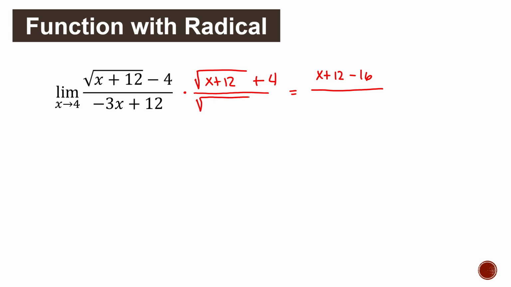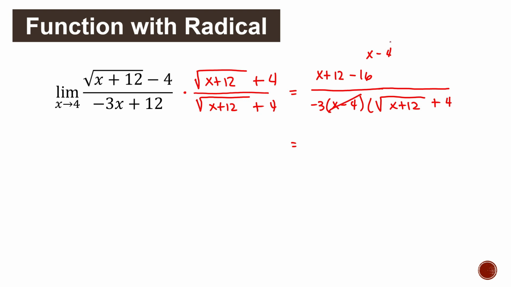We need to put x plus 12 plus 4 here. Okay, we need to multiply both the numerator and the denominator by the conjugate. So this is negative 3 times x minus 4 times the square root of x plus 12 plus 4. There you go. Alright, so x plus 12 minus 16 is just x minus 4. There's an x minus 4 in the denominator, and I believe we can cancel that. That's going to leave us with 1 in the numerator.